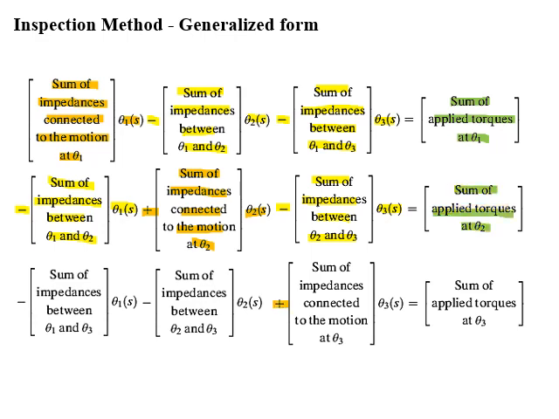For the third equation, all the impedances, or sum of impedances, connected to the motion at θ3 multiplied by motion of the third test point, which is θ3(s), minus sum of impedances between θ2 and θ3 multiplied by motion of the second test point, which is θ2(s), minus sum of impedances common between θ1 and θ3 multiplied by θ1(s), and this will be equal to sum of applied torques at θ3.